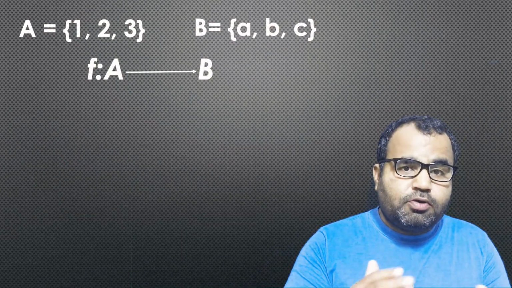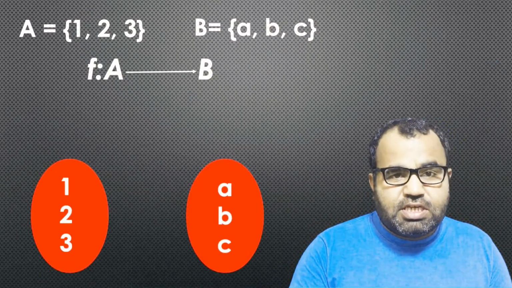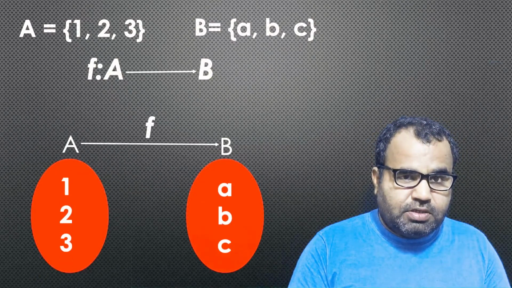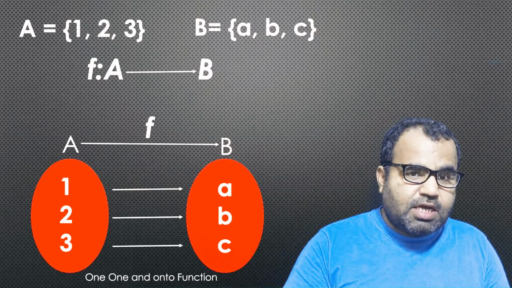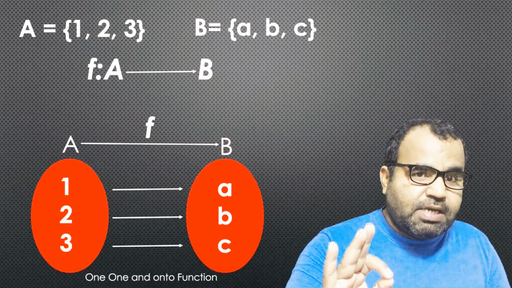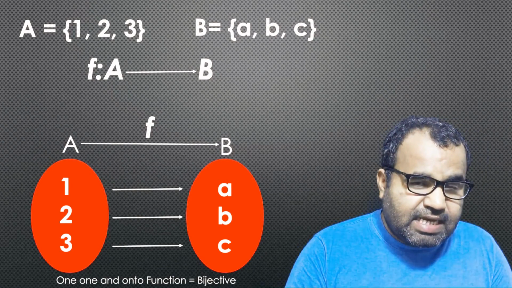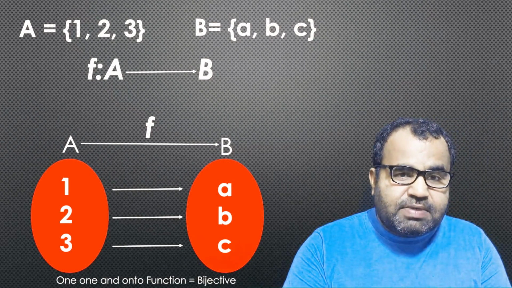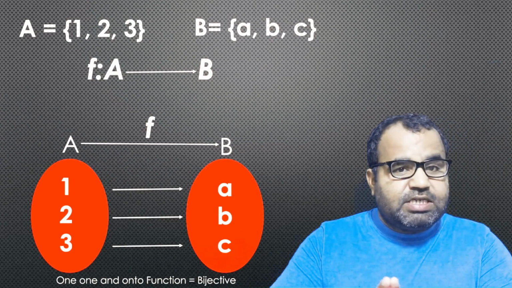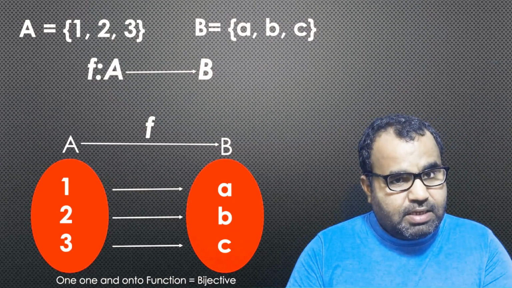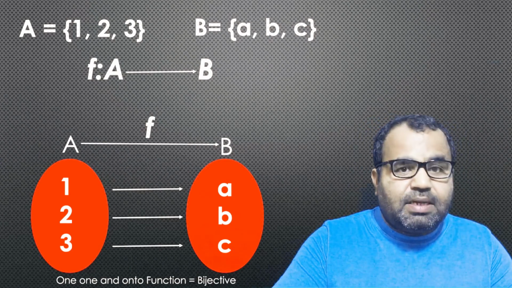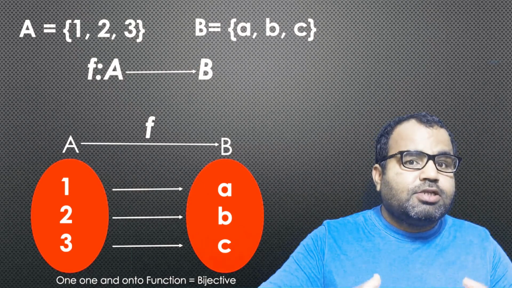A function which is one-one and onto function, that function is called a bijective function. Here you will check that every element of set B is attached, and also you can see that distinct elements of set A have distinct images in B. This is an example of a one-one and onto function.